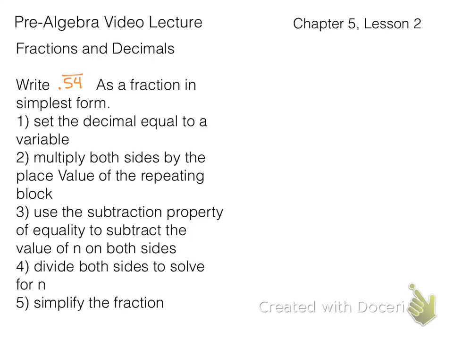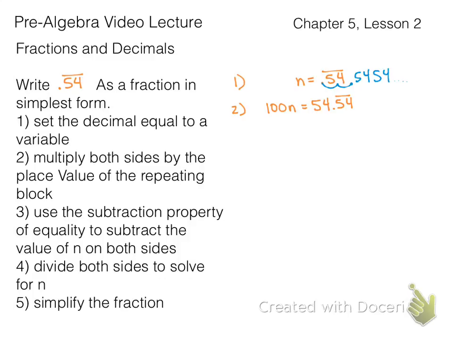All right, the first step is to set the decimal equal to a variable. So I'm going to use the letter n. n is equal to 0.54 repeating. Then I'm going to multiply both sides by the value of the repeating block. The value of the repeating block is 100, so I'm going to multiply both sides by 100. Multiplying by 100 moves the decimal over twice, but because it's repeating, there's another 54 after this as well, and more 54s, because it goes on forever. Since I multiplied by 100, I'm moving the decimal place and getting some whole numbers.